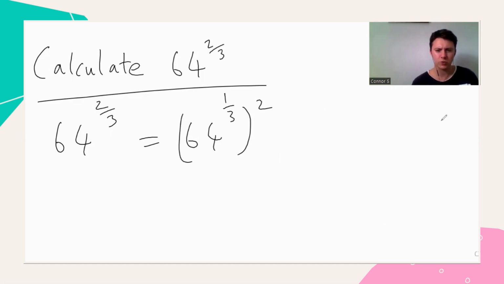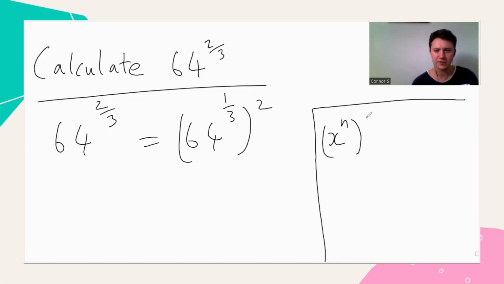So why is that true? Why are we allowed to do that? Let's just remind ourselves of one of our rules of indices. Let's say you've got a number x and you raise that to the power of n, a different number, and then you raise that all to the power of m. Do you remember one of our rules of indices? We multiply the powers if we have something like this. We're going to multiply our powers. So that was one of our rules of indices.